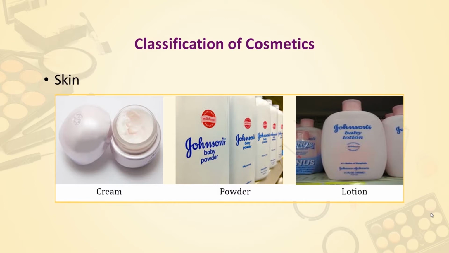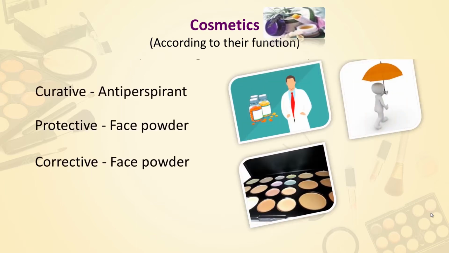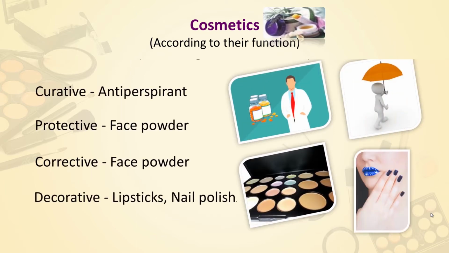So, these are some classes of cosmetics to be used on a specific part, and then cosmetics according to the function: curative, protective, corrective and decorative. Protective, for example face powder, to cover up the broken skin, and we use face powder, compact powder. For corrective and decorative, you can take the example of decorative preparations, lipstick, nail polish.